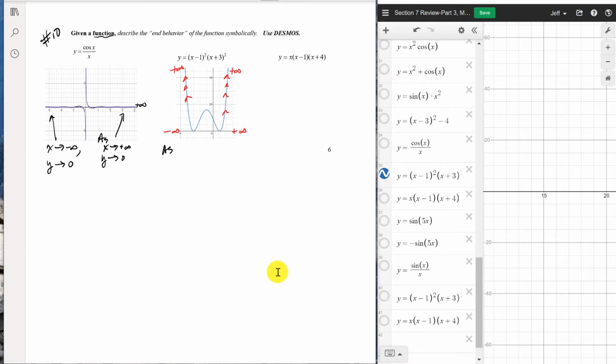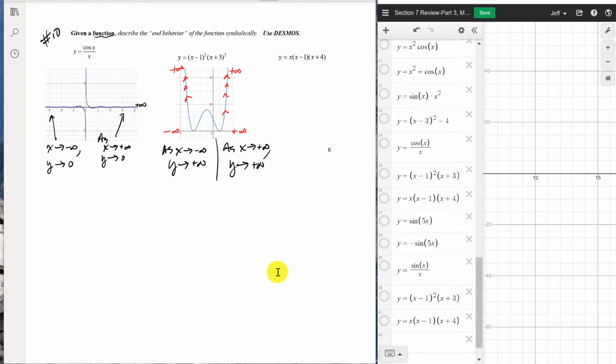So we can say as x approaches negative infinity, I'm looking on the left side here, y approaches positive infinity, and then on the right side, as x approaches positive infinity to the right, y approaches positive infinity, because it goes up on both sides, you guys. All right, so this function is totally different than the previous one.